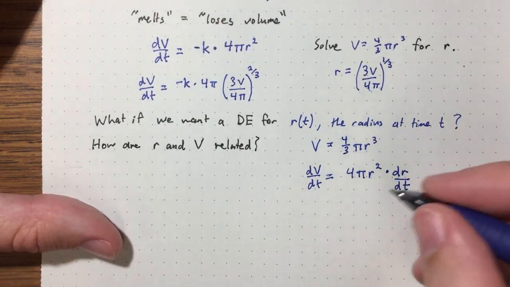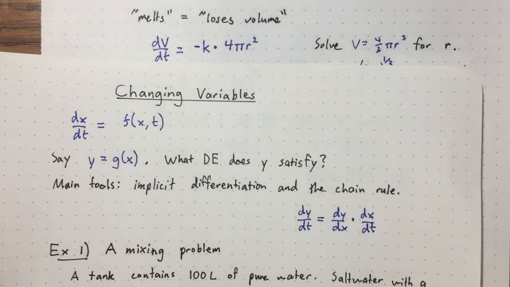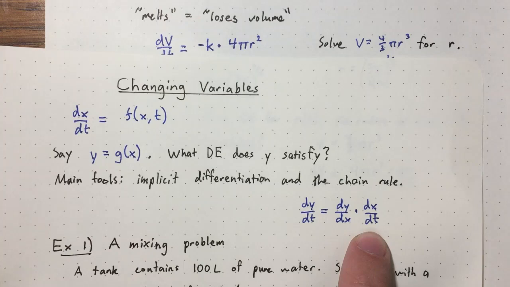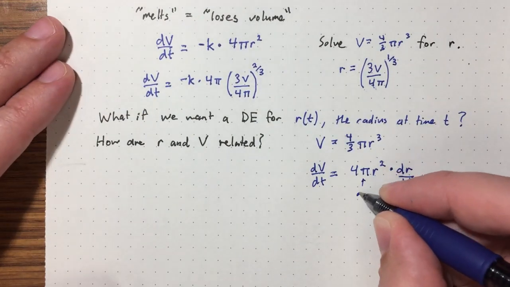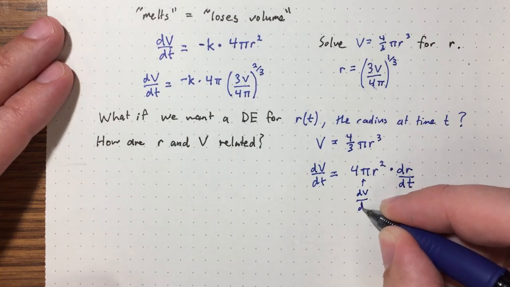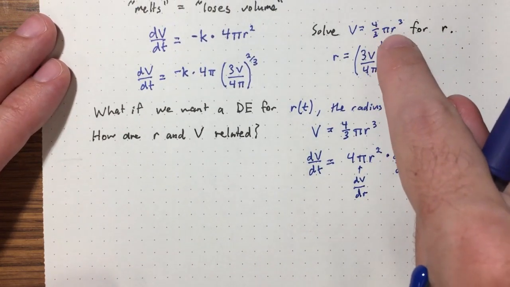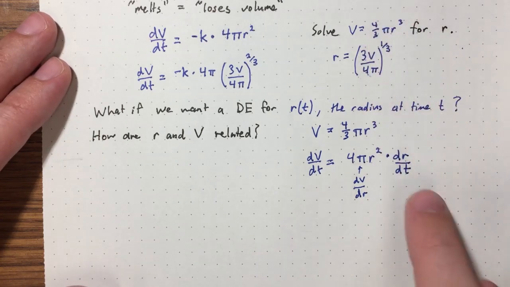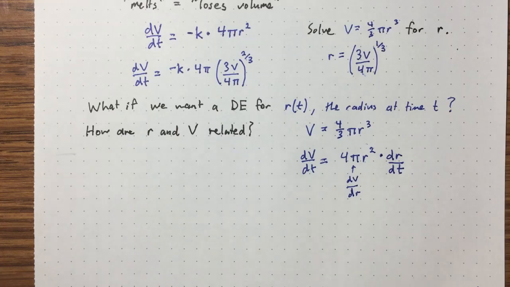If you'd like, you can think of this thing we wrote down here, this dV/dt, as actually dV/dr. It's just the derivative with respect to r, but we need to multiply by dr dt, by the chain rule.